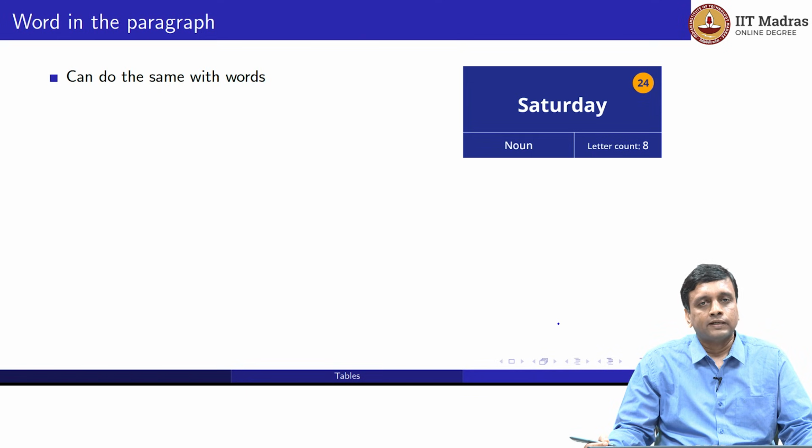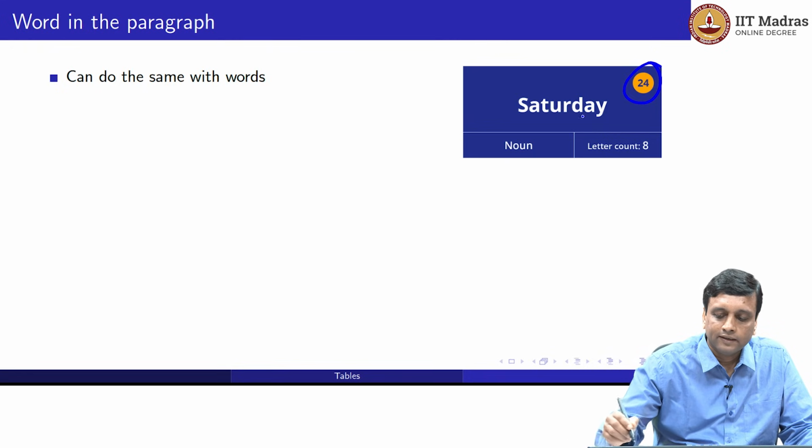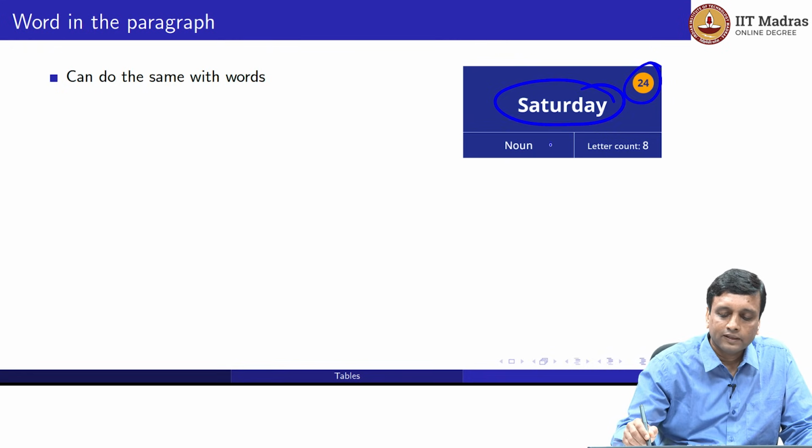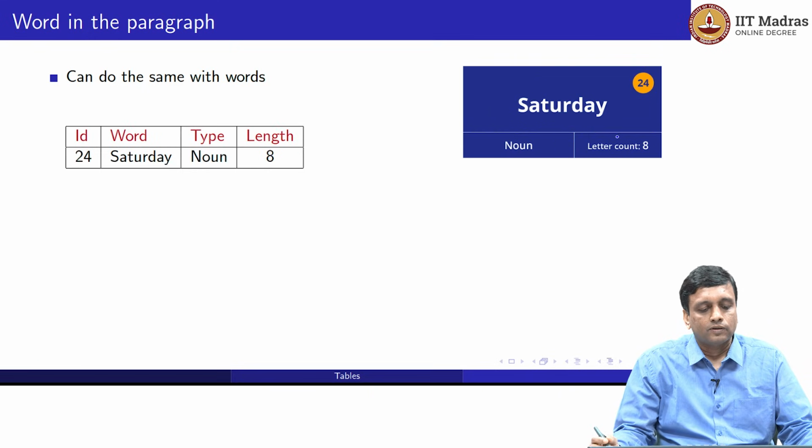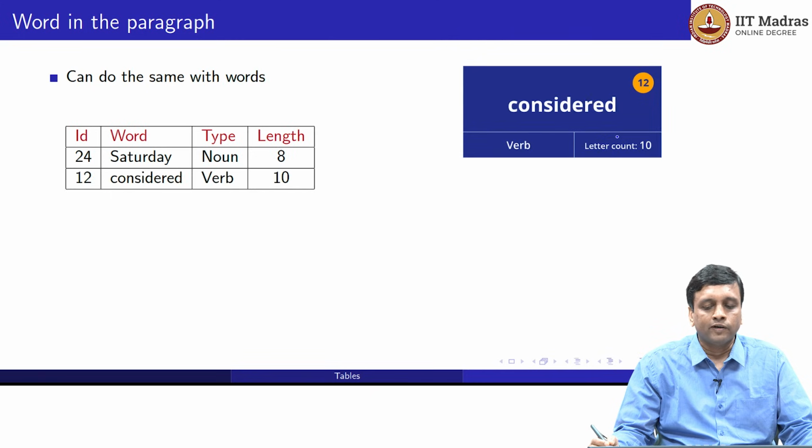The other kind of data set that we had was words in a paragraph. Once again, in this we have some attributes. We have the card ID, we have the word itself, then we have the part of speech, and then we have the letter count. So we can now represent this as a 4-column table which has these 4 values, and if we take a different word, for instance considered, then the ID is different, the word is different. Now the type is a verb and its length is 10.